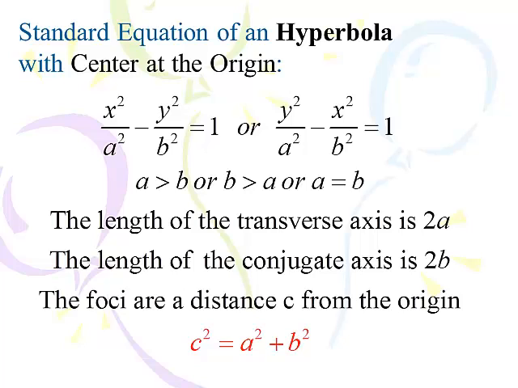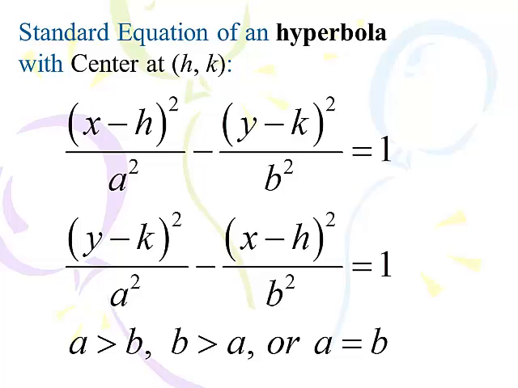The length of the transverse axis is 2A, the length of the conjugate axis is 2B, and the foci are C distance from the origin. Notice a little change in our equation here: C squared is equal to A squared plus B squared, because now C is the biggest of the three, and they're always positive. And when we move the center to h comma k, it's going to be x minus h and y minus k, regardless of which one comes first. Again, if the x comes first, then the vertices are going to be right and left, and you're going to have a right branch and a left branch. If the y comes first, the vertices are going to be up and down, vertical from each other, and you're going to have an upper branch and a lower branch.